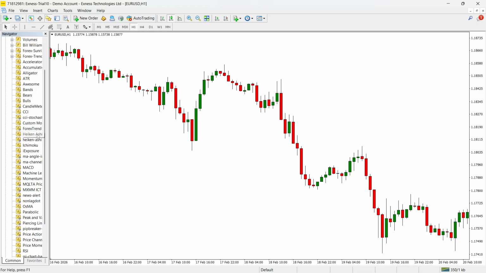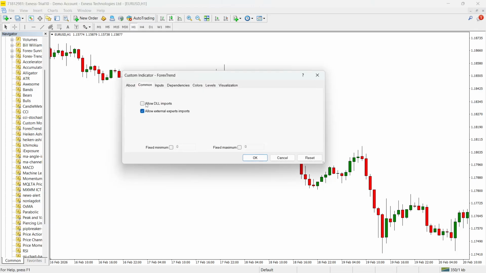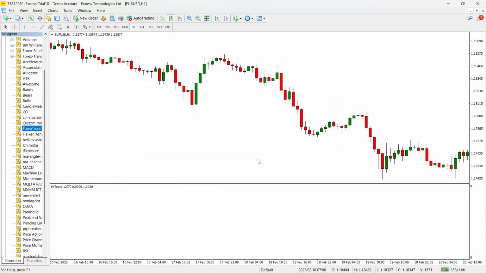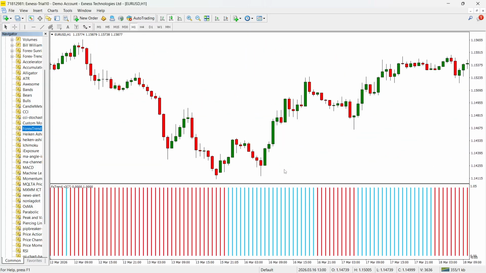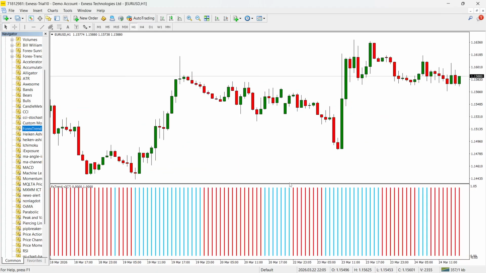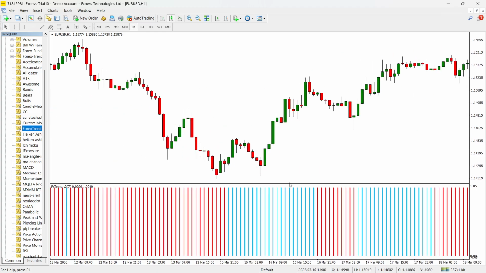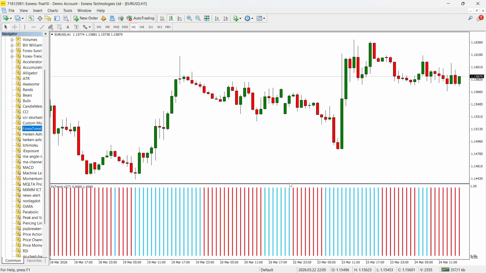At this point, I'll load the indicator on the charts so you can see how it looks in real time. Remember to allow DLL imports, and there we have it. As you can see, the Forex Trend Indicator appears in its own sub-window below the main price chart, plotting a row of color-coded bars that switch between blue and red depending on the detected trend.